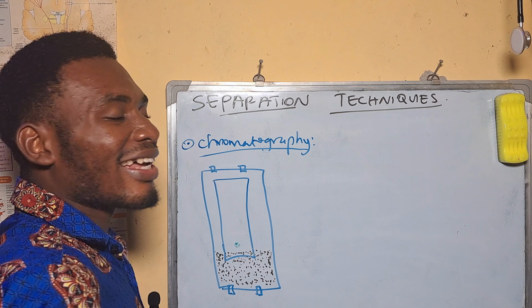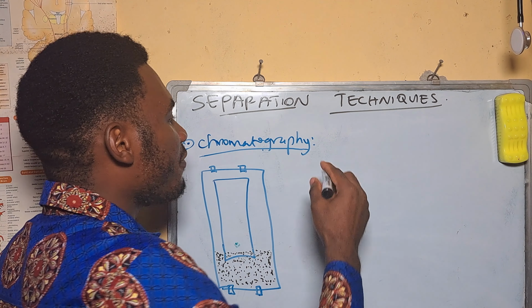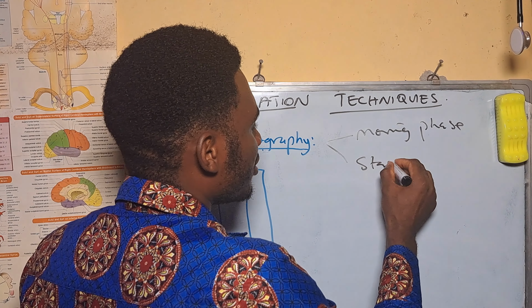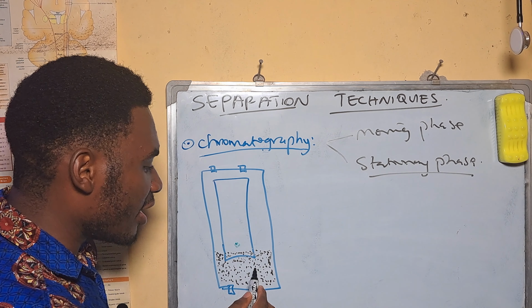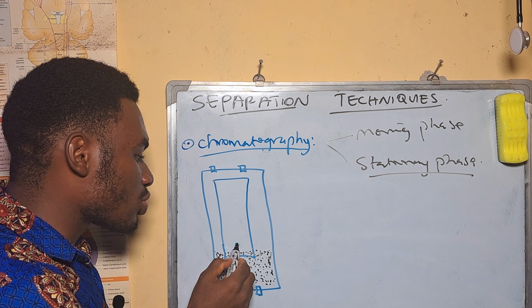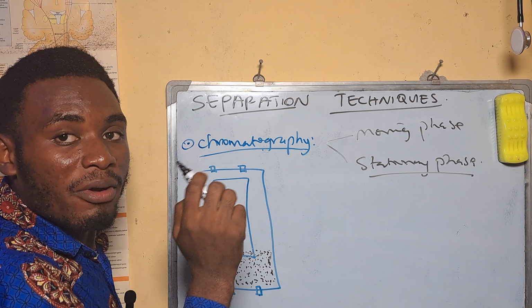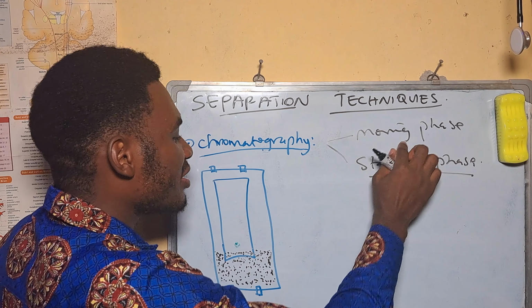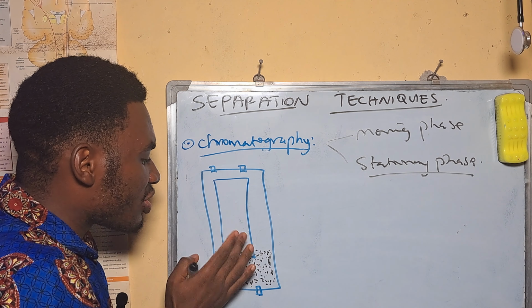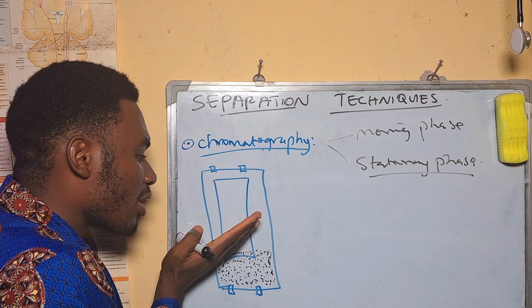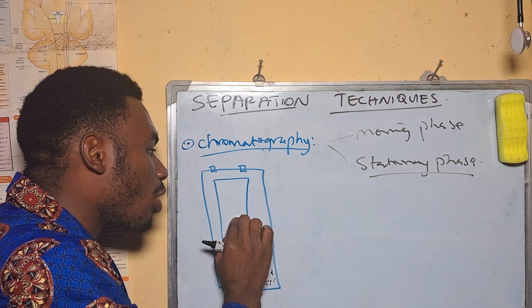This chromatography has two major phases. It has the moving phase and the stationary phase. In the stationary phase, okay, this solvent is going to dissolve this mixture. That's the stationary phase. The moving phase is that once this mixture is dissolved in this material, it will be carried along as this solvent is moving along this paper.